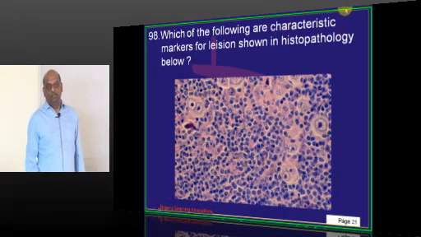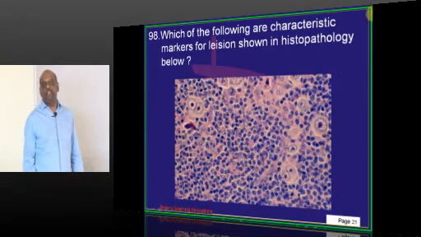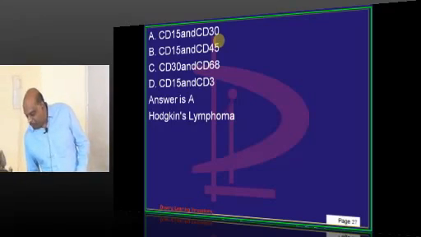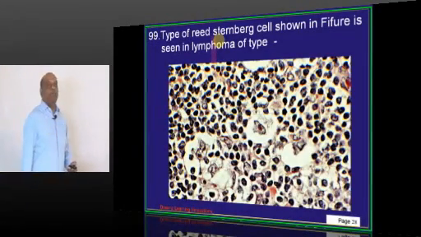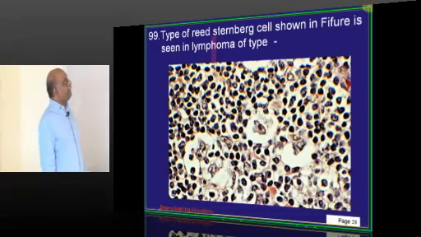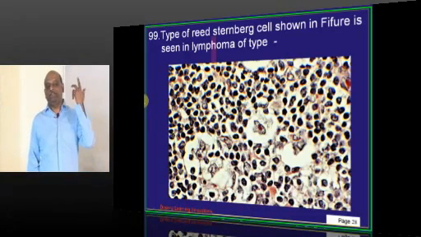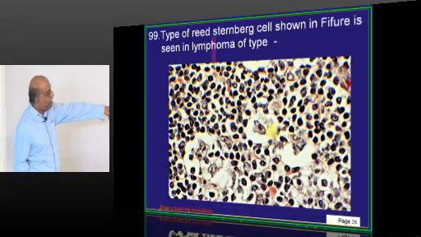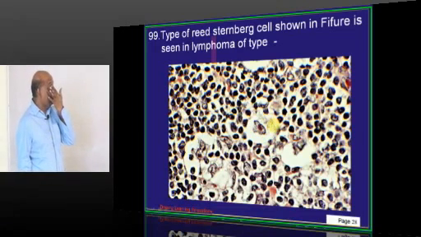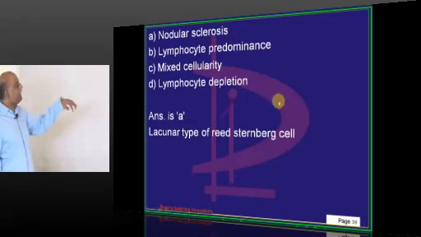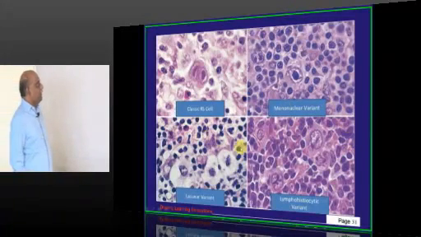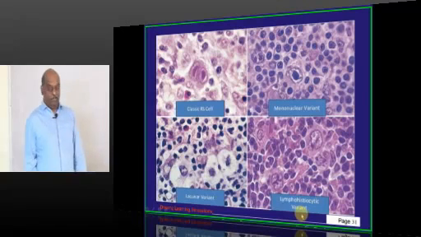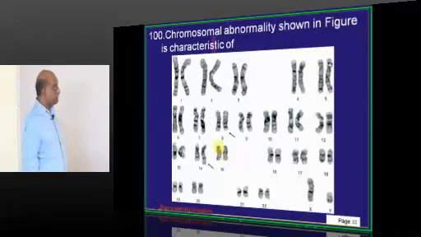Now, what is this histopathology? Typical owl-eyed cells of Hodgkin's lymphoma. So what are the CD markers? CD15 and CD30 are the ones which are typically involved, is what I want you to remember. What is the type of Reed-Sternberg cell? How many types of Reed-Sternberg cells do you know? There is a lacunar type, right? So this is an example of a lacunar type where you have a clear halo around the Reed-Sternberg cell. It is a very classical thing that you see in case of nodular sclerosis. So you have a classical Reed-Sternberg, mononuclear variant, lacunar variant, and lymphocytic variant of Reed-Sternberg, is what I want to underscore to all of you.